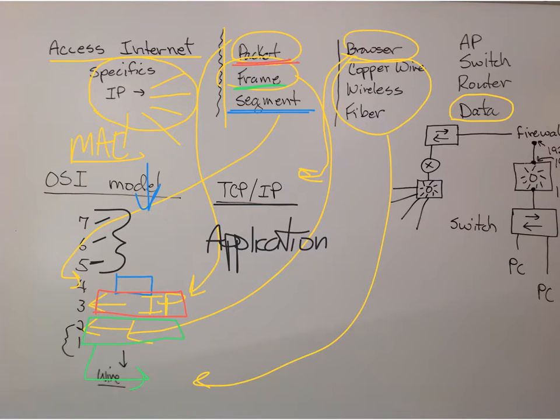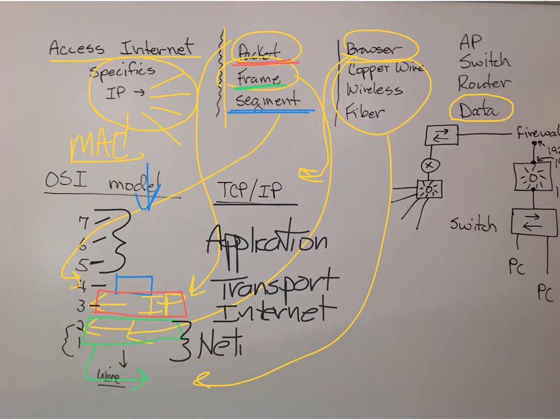The transport layer would still be the transport layer. The network layer would be the internet layer. And then we mentioned the last two layers combined together would be network access. How do we access the network? Okay.